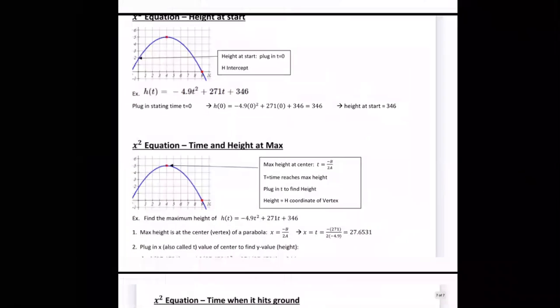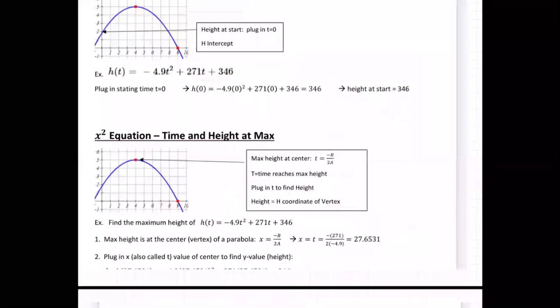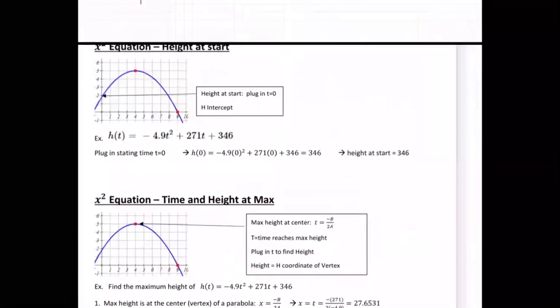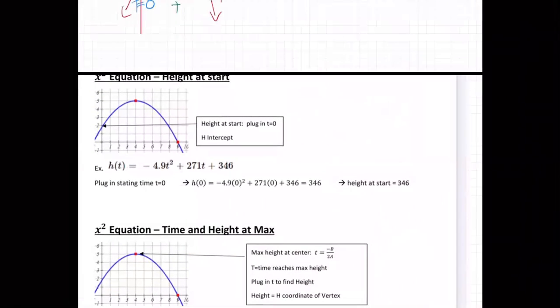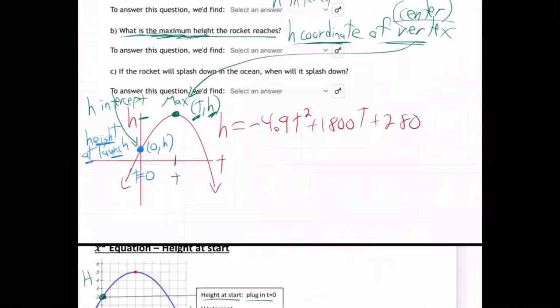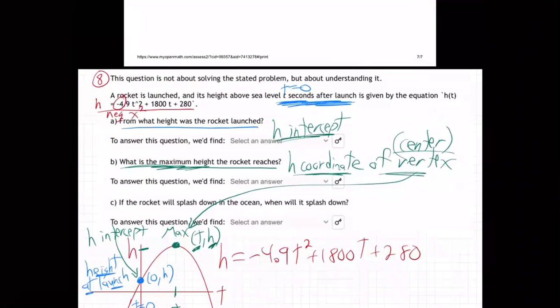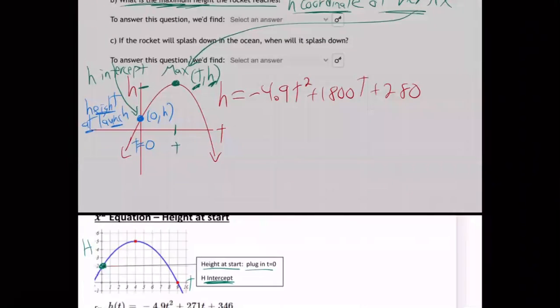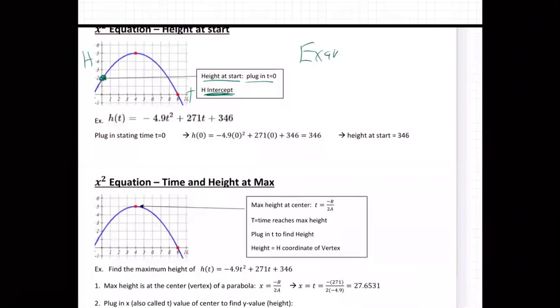Let me show you. Here's time. Here's the first one we did. This point right here is the height at the start. Plug in t equals 0. That's called the h-intercept, because this is the h-axis and the t-axis. So that's the one we just did. We answered h-intercept. I'm showing you the exam 2 notes that are at the top of the Unit 2 module. I just updated them. I just sent you a new copy.